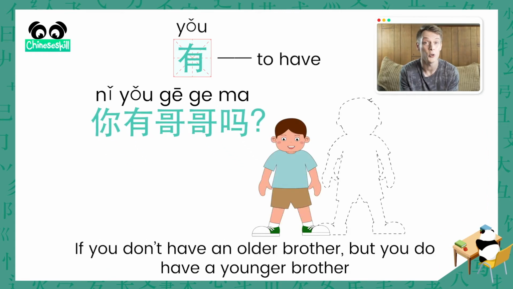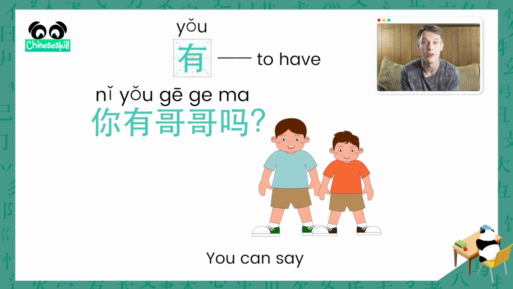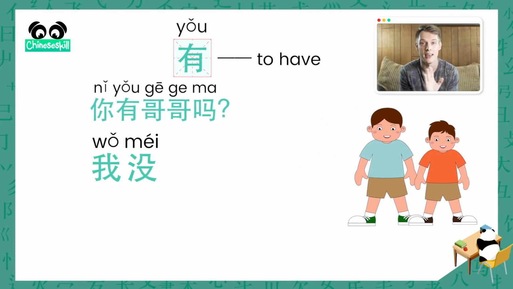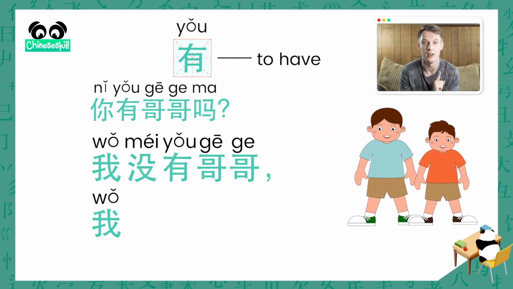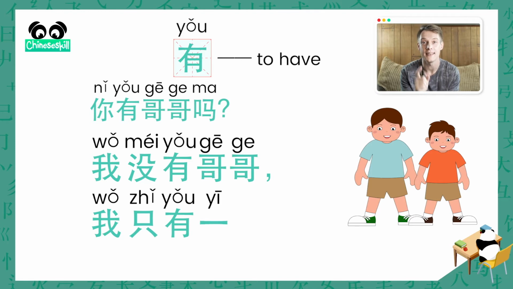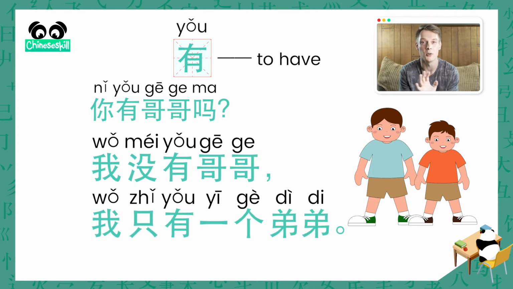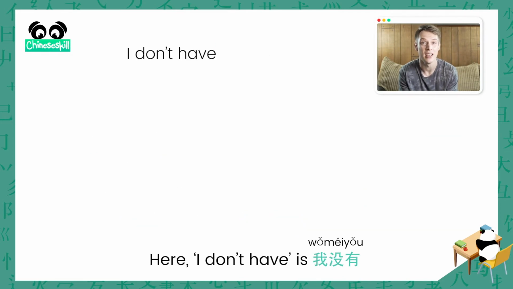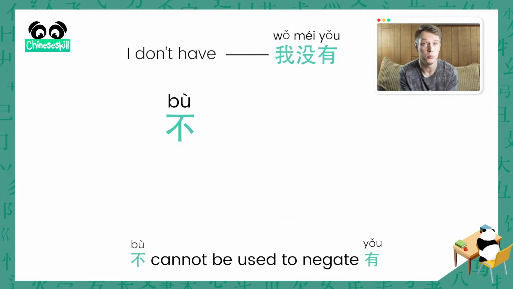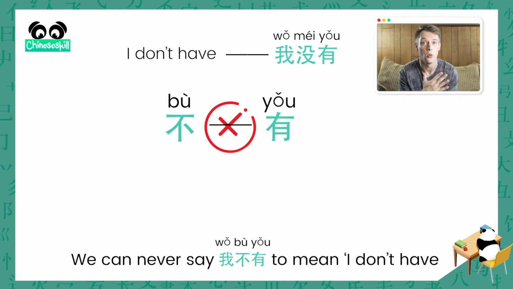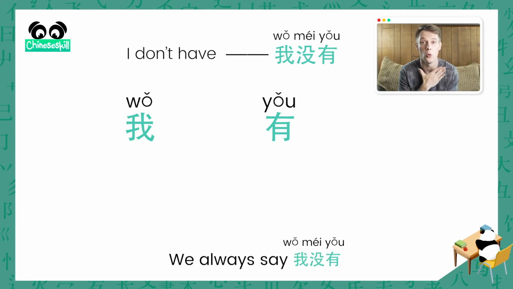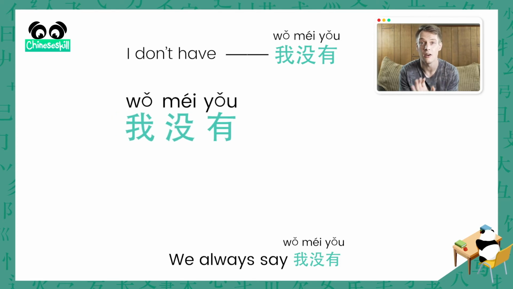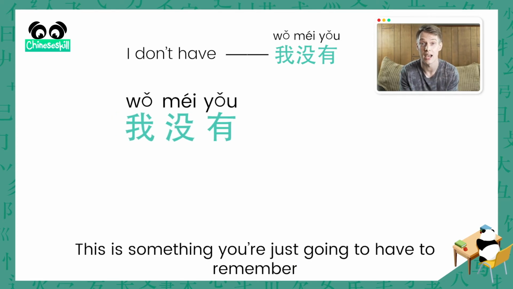If you don't have an older brother, but you do have a younger brother, you could say, 我没有哥哥，我只有一个弟弟。Here, I don't have is 我没有。不 cannot be used to negate 有. We can never say 我不有 to mean I don't have. We always say 我没有。This is something you're just gonna have to remember.